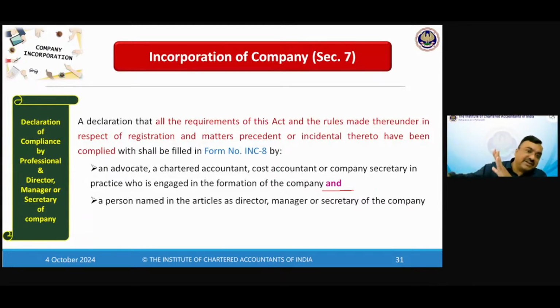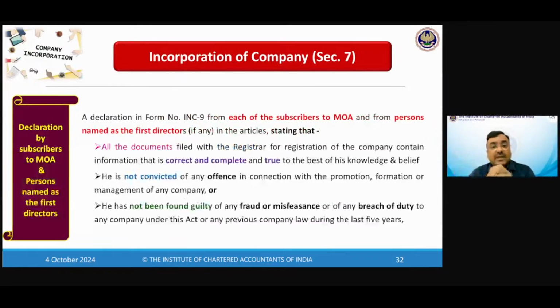So the declaration should be submitted to the ROC that all the requirements of the Act and rules regarding the registration have been complied with, and that should be made by the professional person, maybe an advocate, maybe a company secretary, maybe a cost accountant, maybe a chartered accountant in practice, and also one from internal management, maybe a director, maybe a manager or the secretary of the company. ठीक है?